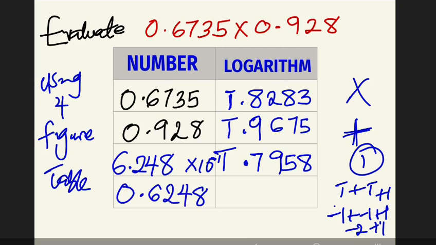0.6248. So this is how we solve questions of numbers lesser than 1, and this is how we treat a number lesser than 1 by using the four-figure table. So let's go to the next question and see how it looks.